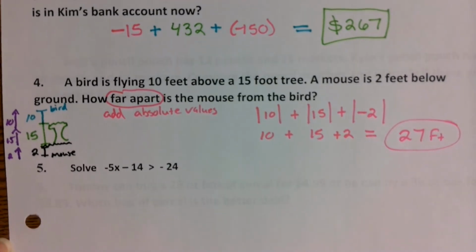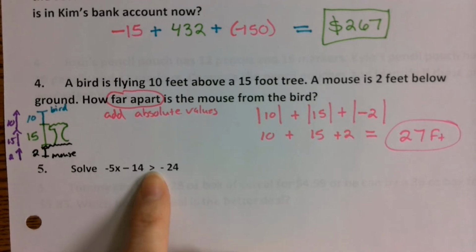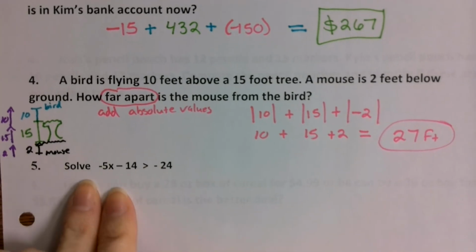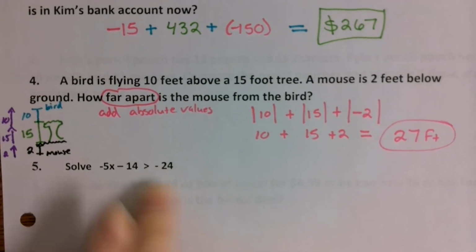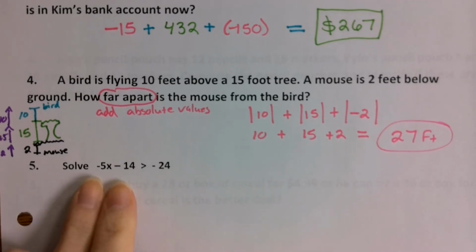All right, number 5. We're going to solve negative 5x minus 14 is greater than negative 24. Okay, first thing I need to ask myself, is my variable on the correct side? Yes or no? Do we like it to say x equals or equals x? X equals. So is x on the correct side? Yeah. We want x on the left side of our signs. We want x on the left side. So yes, it is on the correct side.